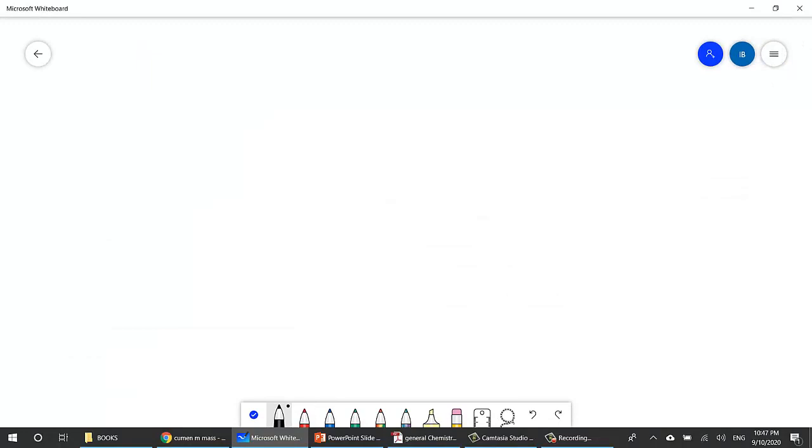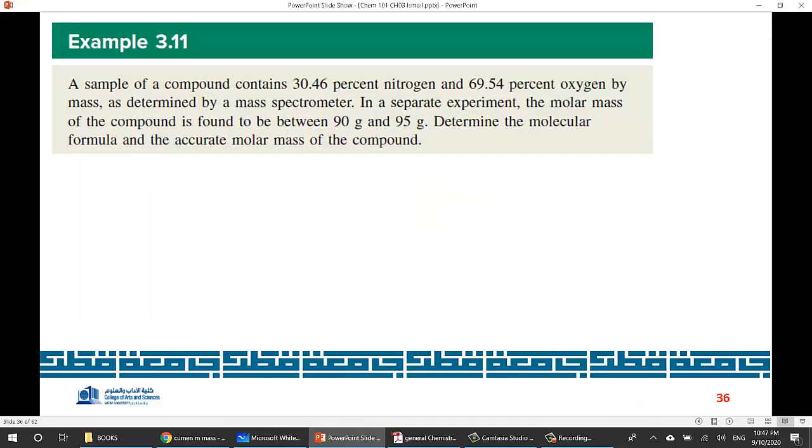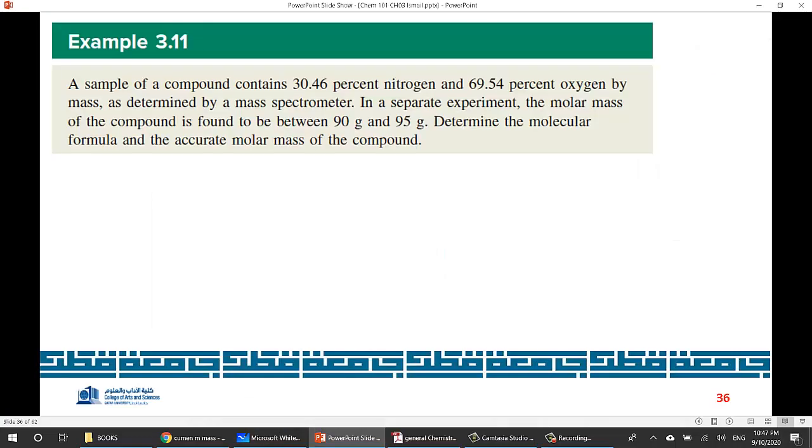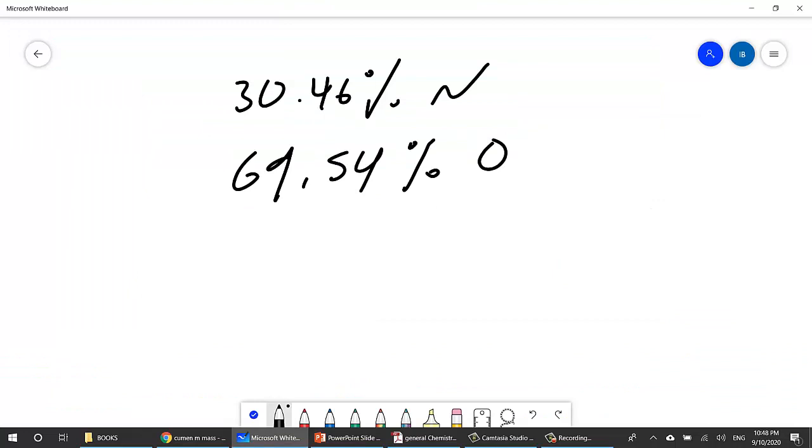Let's write what is given. Here we have 30.46% of nitrogen. We have 69.54% oxygen. So that's not a number of moles, neither grams, it's percent, okay? So he said find the molecular formula and the accurate molar mass of this compound, given the fact that it's between 90 and 95.